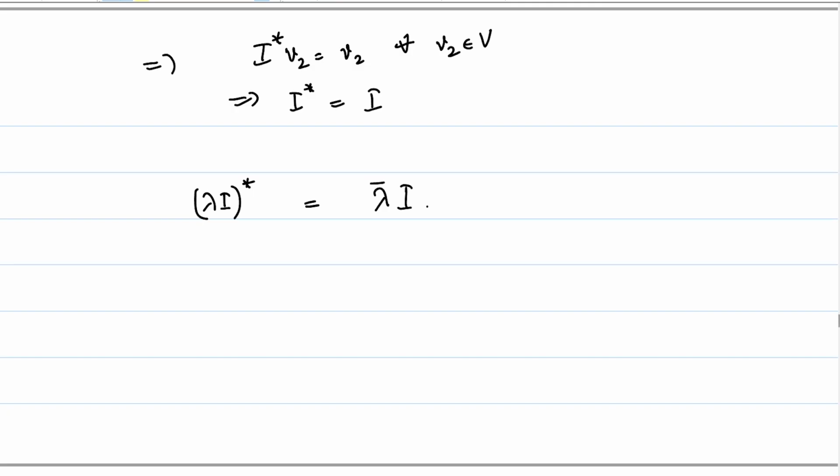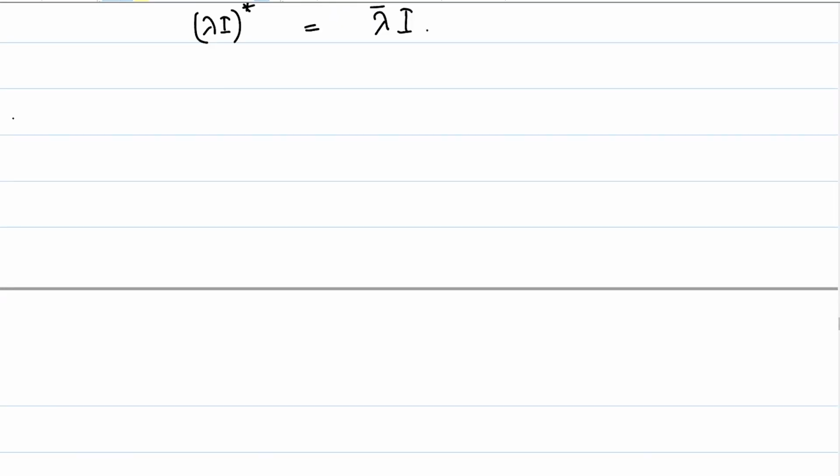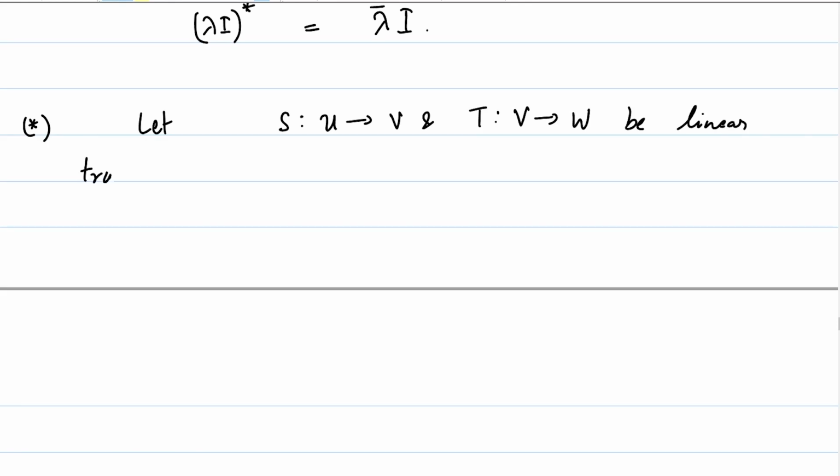That's one more observation. What happens under composition? I'm using the symbol star in both, but this is not the adjoint. But anyway, that's clear from the context. Okay, let S be a map from U to V and T be a map from V to W, be linear transformations between finite dimensional inner product spaces. So I've used quite a few abbreviations here. They are quite straightforward.